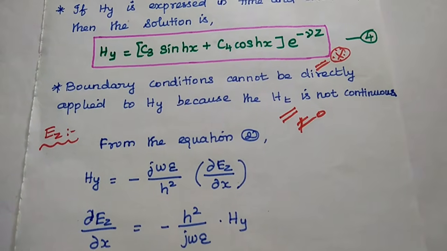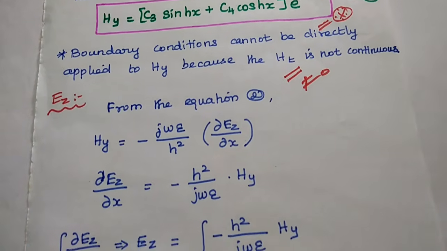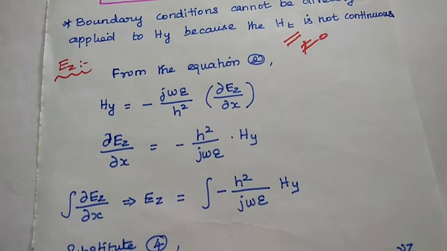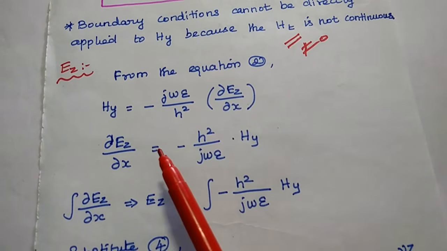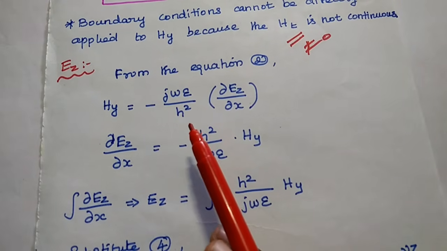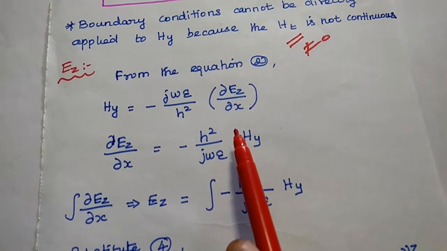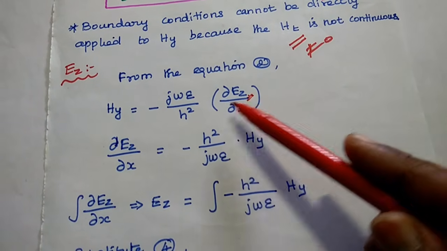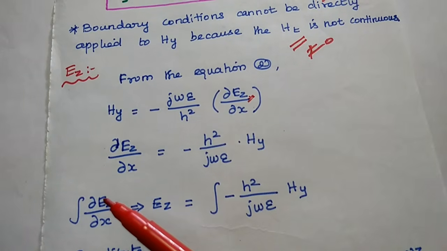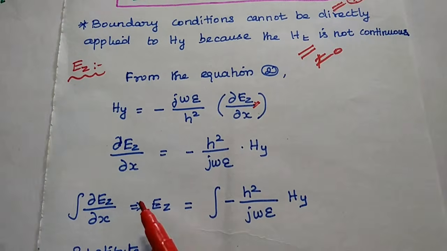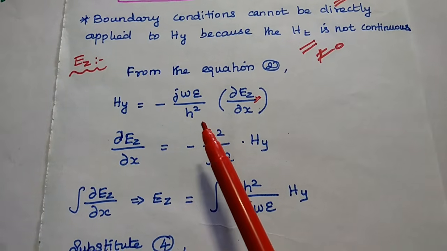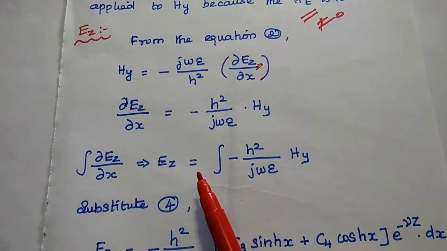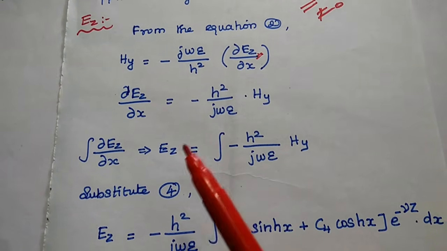So for that we are going to find out the Ez component first. Here we can take the second equation. What is the second equation? That is the general field component Hy is equal to minus j omega epsilon by h squared dou Ez by dou x. So we are going to find out the Ez value. We keep this one and move this value to the other side as a reciprocal. Then we get dou Ez by dou x is equal to minus h squared by j omega epsilon into Hy. Okay, then we are going to integrate on both sides with respect to dx.